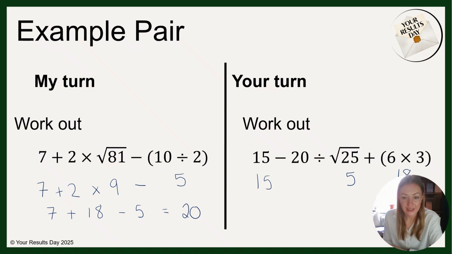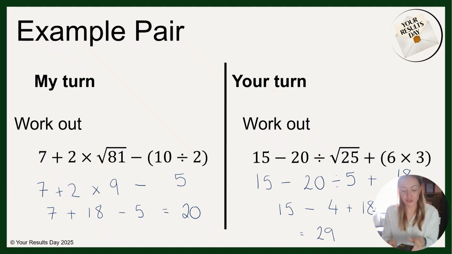Then I will bring in the rest of the calculation in the same order that it was written, with just my 5 replacing my square root of 25 and my 18 replacing what was in the brackets. I'm then looking for any multiplication and division. I can see I've got 20 divided by 5, which is 4. And then once again, I can fill in the rest. I'm going to put my answer underneath just because I've got more space. 15 take away 4 going left to right is 11. And then add 18 is 29.